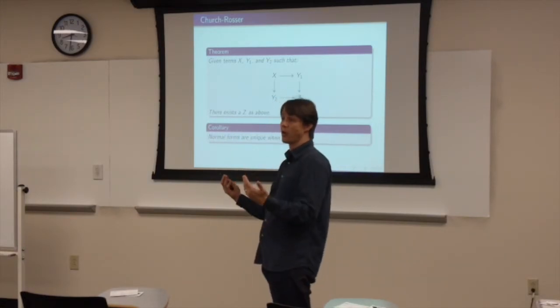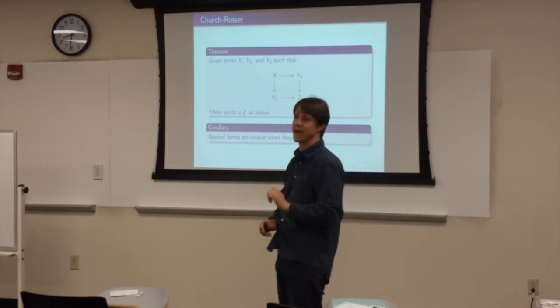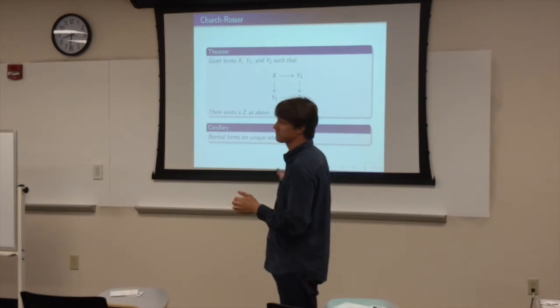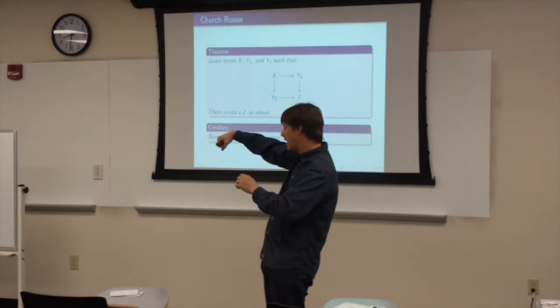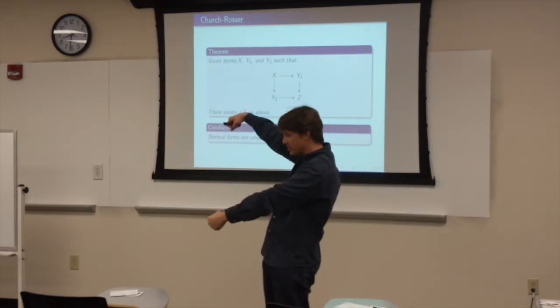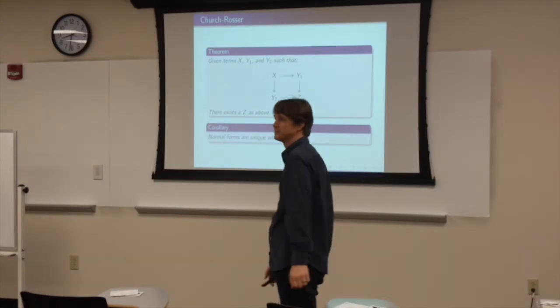Or they're not in normal form, and you continue along. And yeah, z might not be a normal form. Z may still be divergent. All it says is no matter how far out you go with one strategy and how far out you go with the other strategy, you can always find common ground.